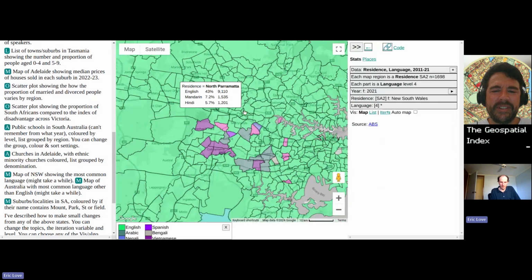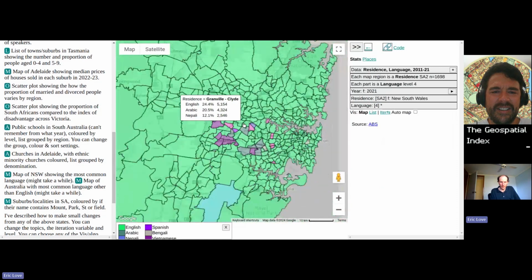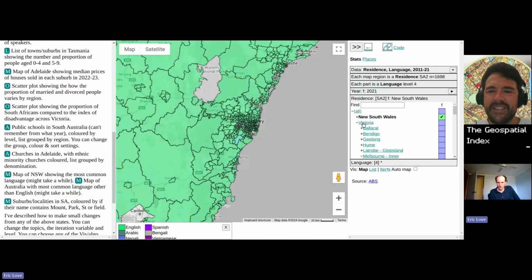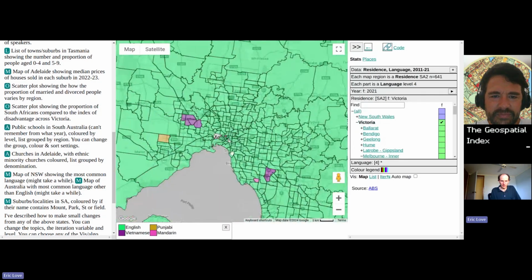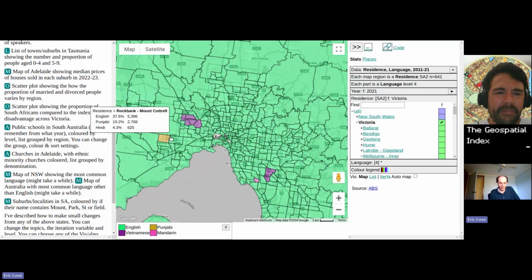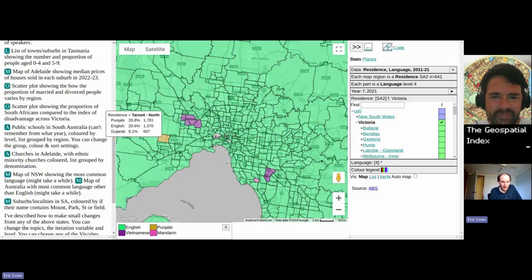Are there any parts of Melbourne like that? So let's change this to Victoria. I don't think so. So there's places where English is not first. So we've got Sunshine, St Albans, where Vietnamese comes first. Punjabi is first in Tarneit North, with 27%. So there's quite a mix of other languages, probably other Indian languages making up a lot of the numbers there.